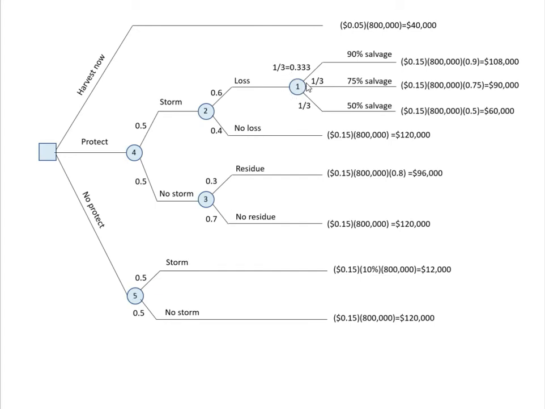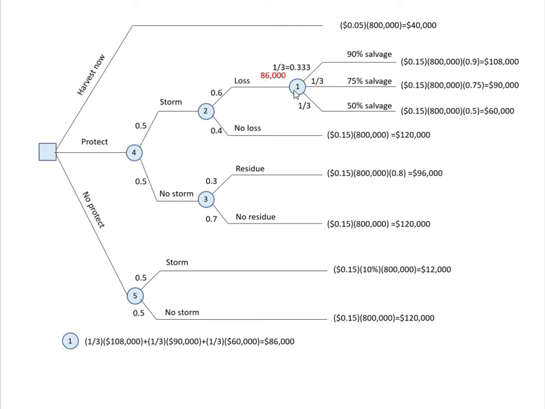So starting from node 1, it's a circle. A circle means we need to calculate the expected value of the payoff. Okay, so the probability of each branch is 1/3, and these are the payoffs. So what you do is probability times payoff plus probability times payoff plus probability times payoff, and here comes out 86,000. So I'm going to copy this number over here, 86,000.